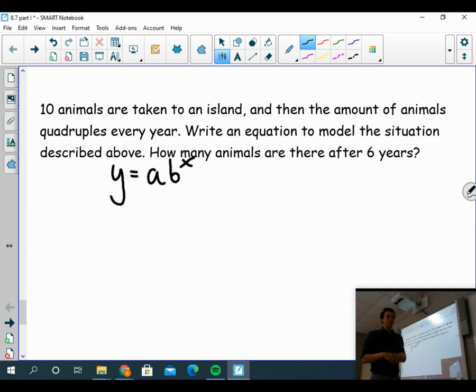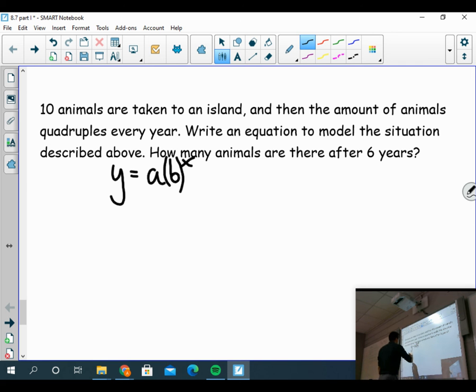Because the population isn't increasing by a consistent amount, right? It's not like they're adding 40 animals every single year. The amount is quadrupling. So if you're constantly quadrupling, the amount you change by in the first year will not be the same as the second or the third or the fourth. It's going to drastically increase, meaning our graph will look like a curve, and this is an exponential function.